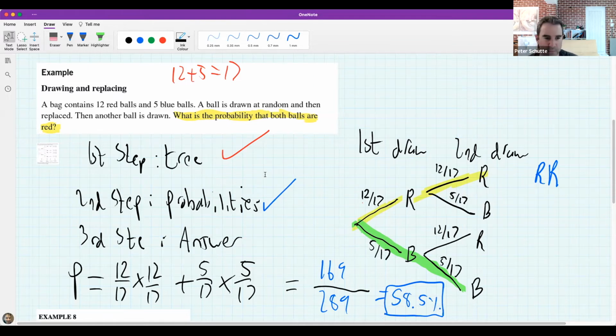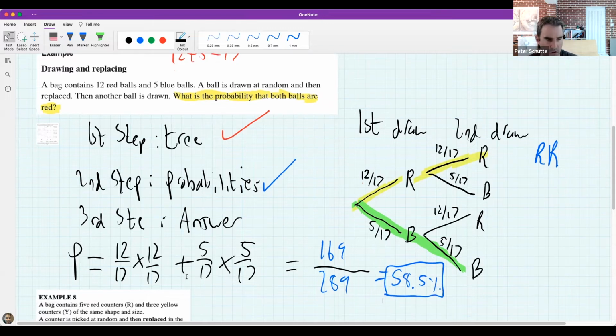Questions or comments from the students before we move on to a second one? Yeah, you're absolutely correct. So we don't look at the 0. No, we don't. Okay.